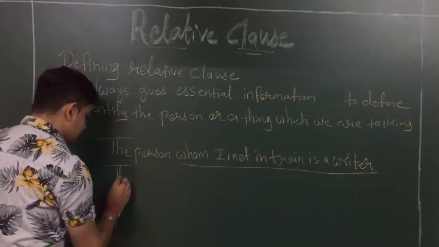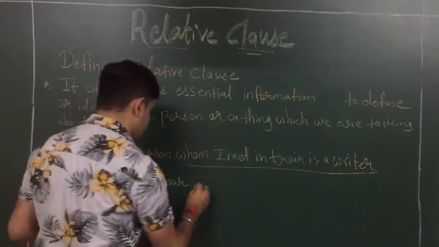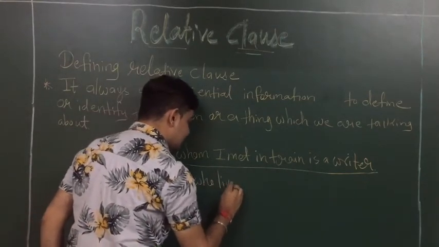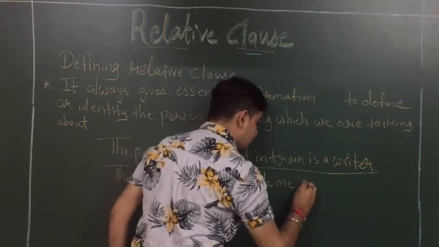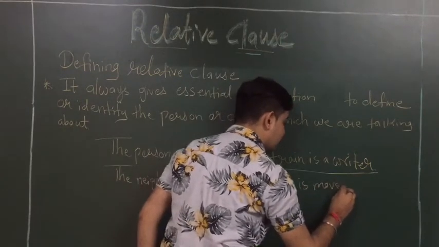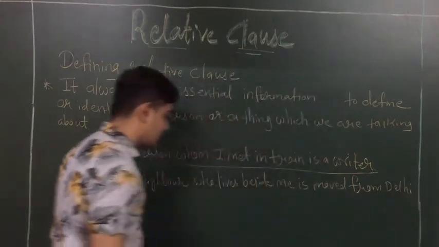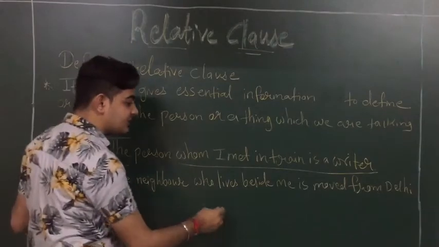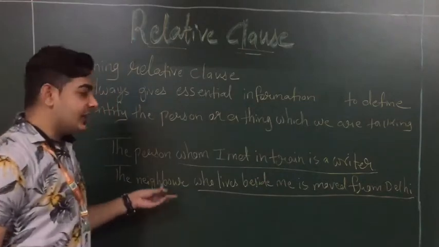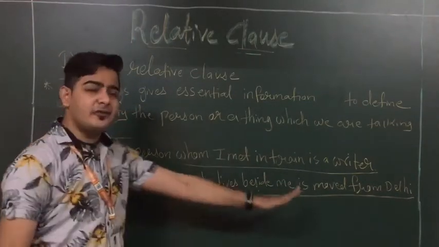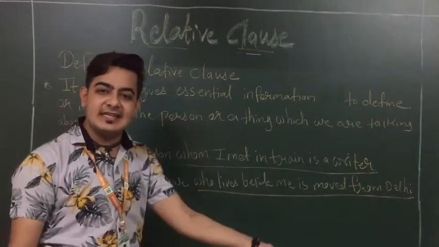Next, the neighbor who lives beside me is moved from Delhi. The neighbor who lives beside me is moved from Delhi. So this is my defining relative clause. No additional information about this person or this neighbor. बस जो मेरे बाजू में रहते हैं वो दिल्ली से आए हैं, ठीक है.